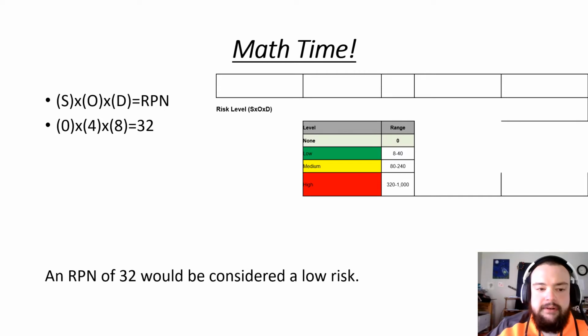Now that we have our S, O, and D numbers, we can do our FMEA math to calculate what our risk priority number is. Now the formula is very simple. It's our severity number times our probability of occurrence number times our detectability number to get our RPN. So our individual scores were 0, 4, and 8 for our fictitious scenario, and that gives us an RPN score of 32, which on our risk level scale is still considered a low risk. It's almost a medium, but not quite.